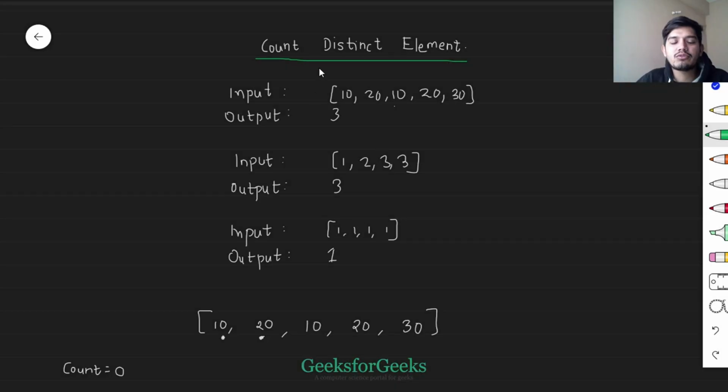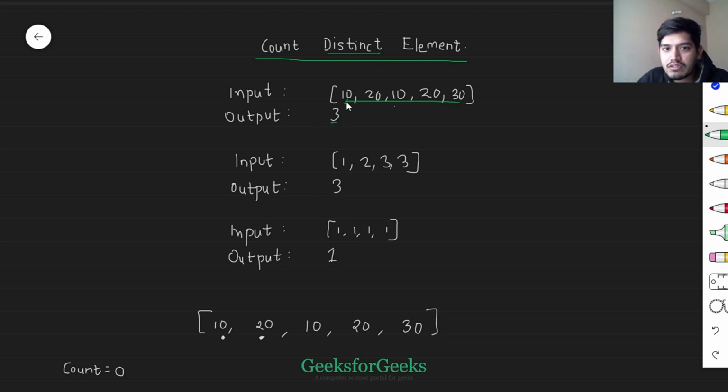Hello everyone. So today we are going to talk about an interesting problem. It is count distinct elements in an array. In this question we are given an input array with some values, for example 10, 20, 10, 20, 30. We need to find the total distinct elements in this array. Here we can see the total distinct elements are 3.